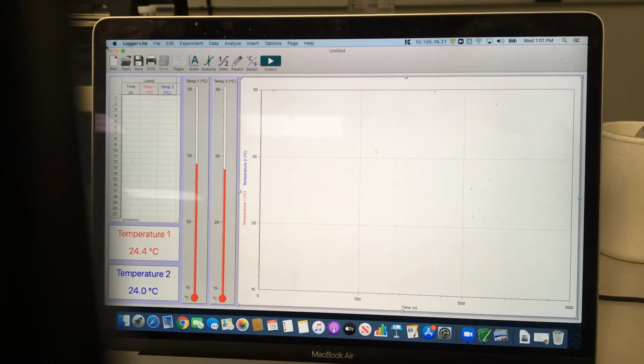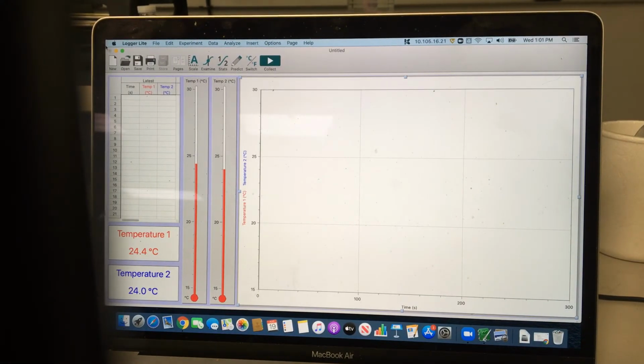Guess I gotta get that adjusted a bit. Guys, I have my temperature thermometer set again. I've got two thermometers this time, temperature 1 and temperature 2. They're about the same temperature. You can see I haven't started collecting any data yet. And here is what they are attached to.